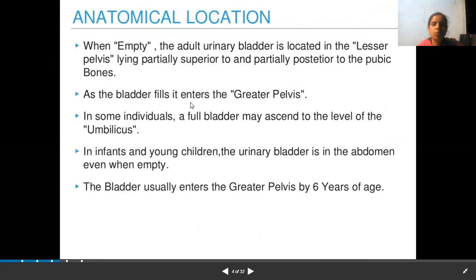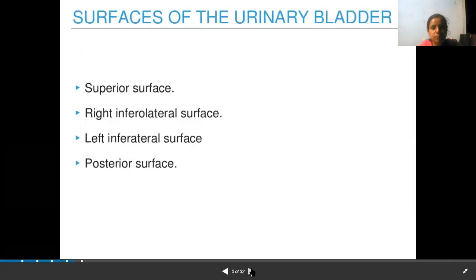Okay, so basically the lower pelvis is called the lesser pelvis. When the bladder is full, it comes up. That particular area of the pelvis is called the greater pelvis. So when the urinary bladder is too full, it may come up to the umbilicus also. In infants, because the pubic bones are not yet well developed, the urinary bladder is actually an abdominal organ, and it usually enters the greater pelvis by the age of 6 years.